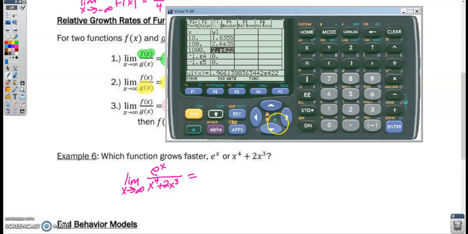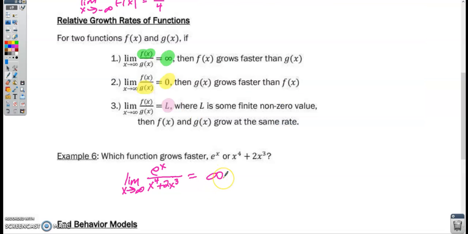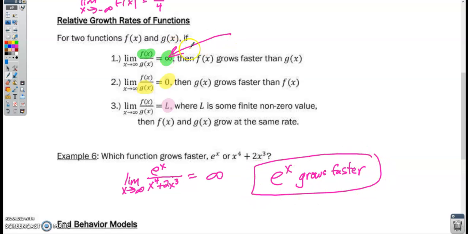2 times 10 to the 422nd. Regardless, this is growing to a bigger and bigger value, and in fact my calculator even at one point tells you, hey, this is approaching infinity. So this limit approaches infinity, therefore e to the x grows faster, since that's the function in the numerator, and we ended up with an infinite limit when we took the limit of the ratio of those two things. Okay?